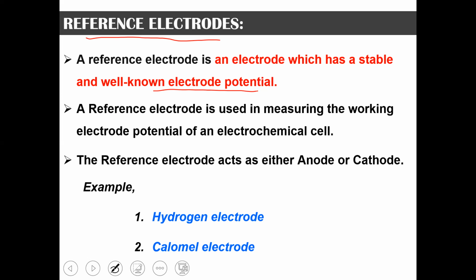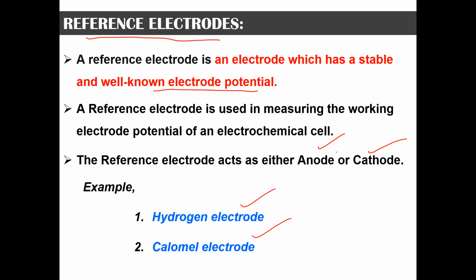Majorly, these reference electrodes are of two types: hydrogen electrodes and calomel electrodes. Here the reference electrodes will act as either anode or cathode, depending upon the nature of the other single electrode potential. So what are the best examples of reference electrodes? Hydrogen electrodes and calomel electrodes.